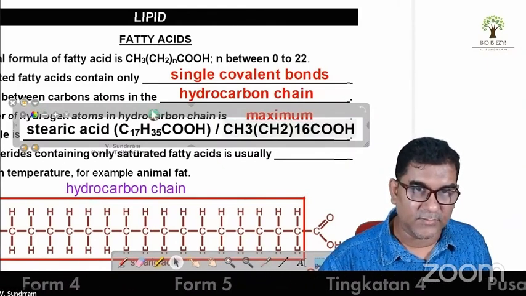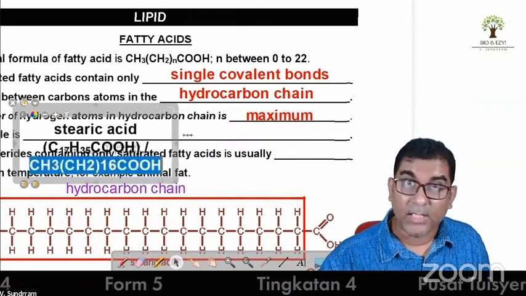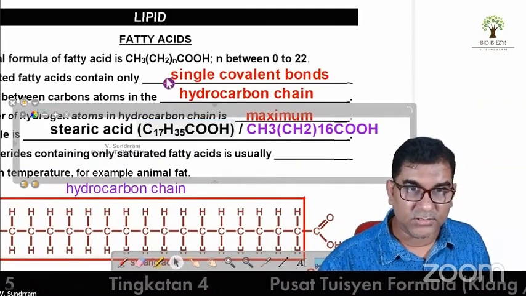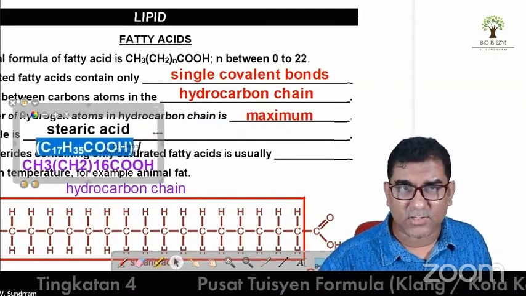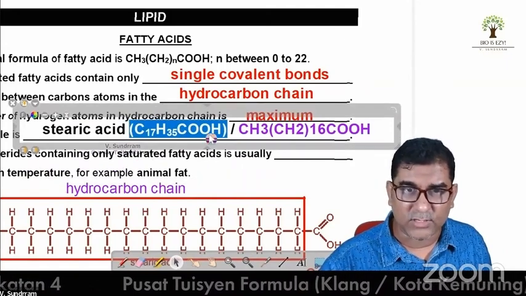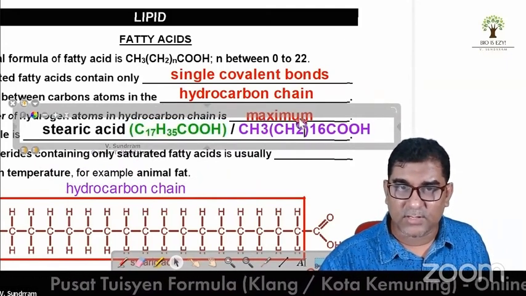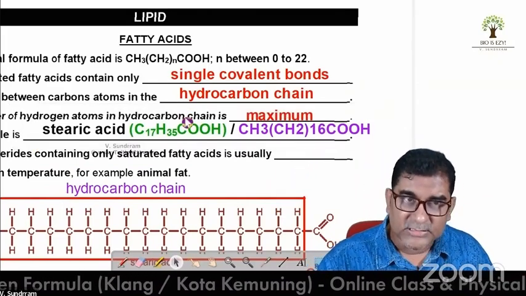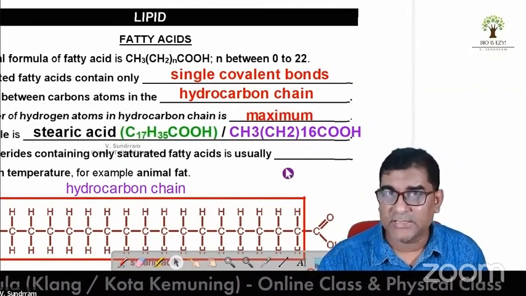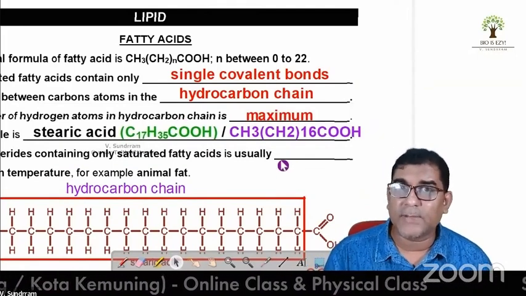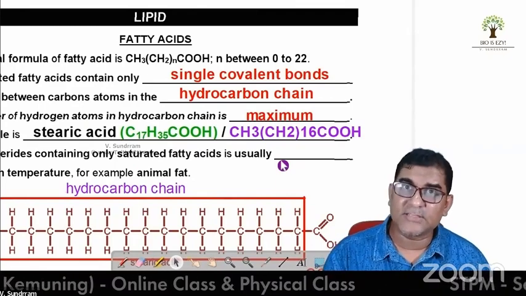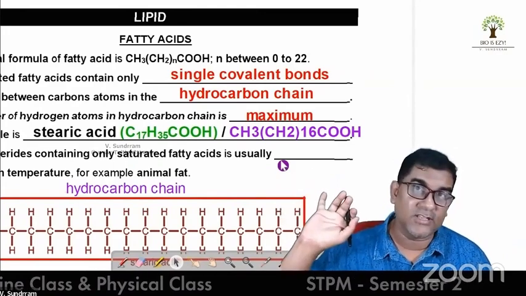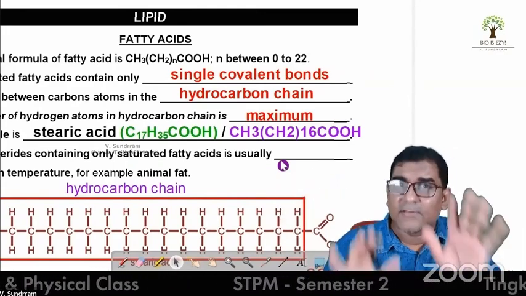Maybe I use purple color for this. Or you can use this formula, maybe I use green color for this. It's the same thing. It's your choice. You can use either one. Mana-mana satu boleh lah, suka hati kamu. Just make sure the 3 is small, the 2 is small, and the 16 is small. That is stearic acid. Stearic acid is not specifically mentioned in the textbook or in your revision books, but I'm following the old syllabus, which mentioned stearic acid, oleic acid. I'm not sure, I need to check, but you need to know stearic acid.